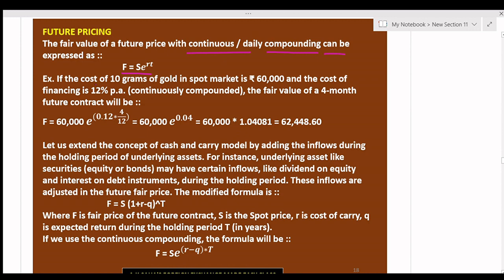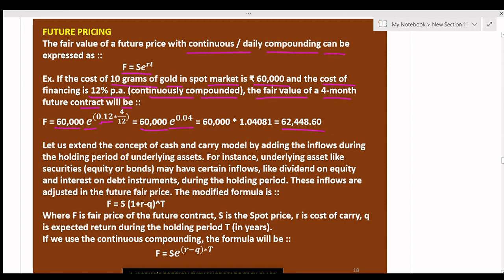Now, for example, if the cost of 10 grams of gold in the spot market is rupees 60,000 and the cost of financing is 12% per annum continuously compounded, the fair value of a 4-month future contract will be S = 60,000 × e^(RT), with R = 0.12 and T = 4 months, that is 4 by 12 year, which equals 60,000 × e^0.04, that is equal to 62,448.60.